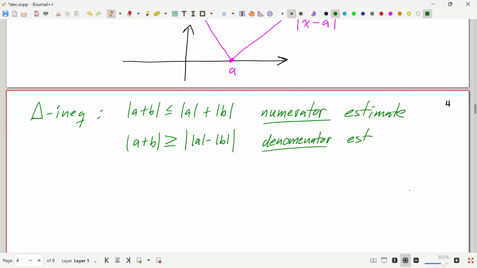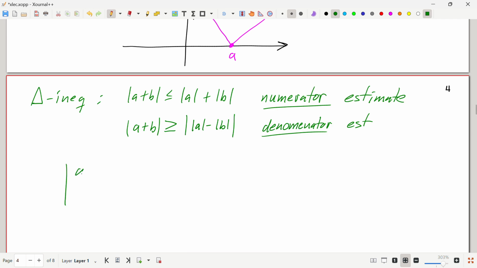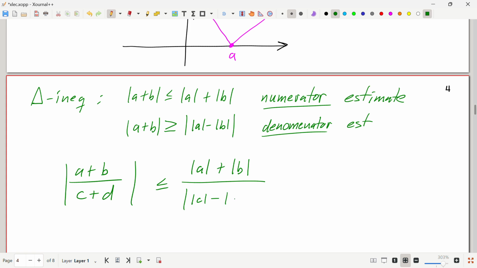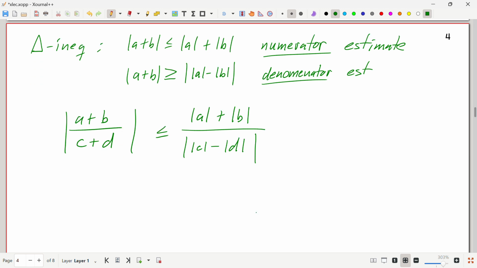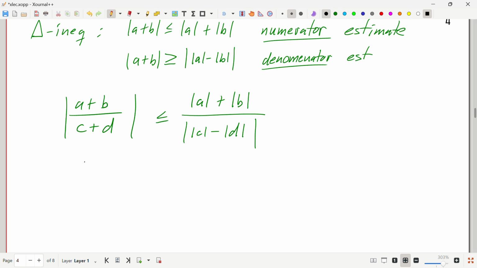So if I was estimating A plus B over C plus D, which is something we quite often have to do, I would use the numerator estimate in the numerator, and I'd use the denominator estimate in the denominator. And hopefully that would allow me to get an upper bound for the thing on the left. Okay. Similarly, it's useful when we're doing things like this.